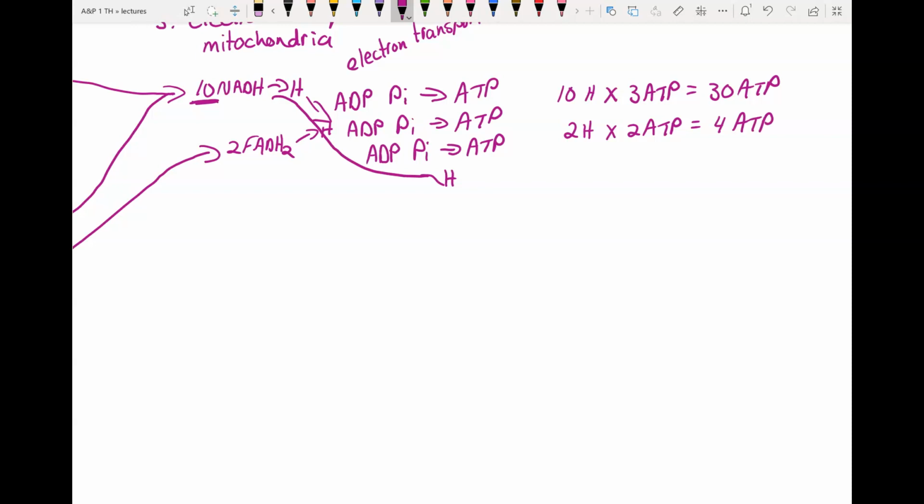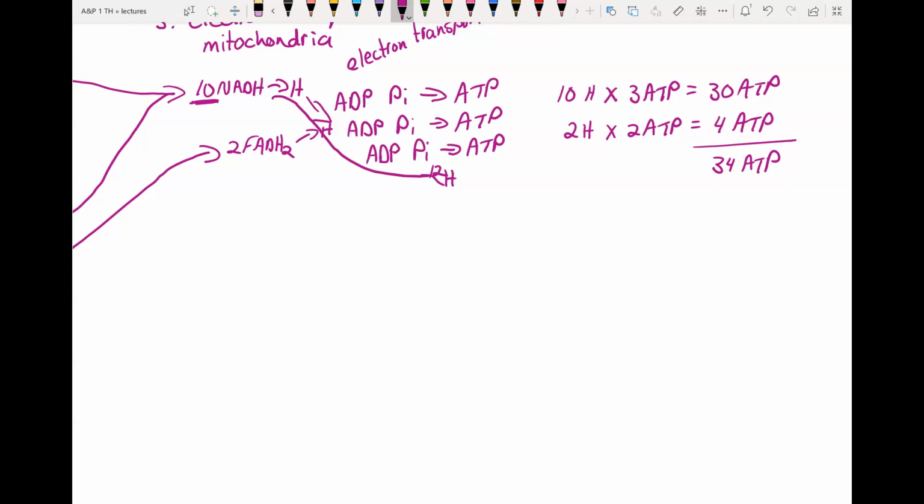So the FADH misses that top one. It starts part way up the slide, and it makes 2 ATPs for each hydrogen it drops off. So this means altogether, when all 12 hydrogens go down that slide, you get 34 ATP. So electron transport produces 34 ATP for you.